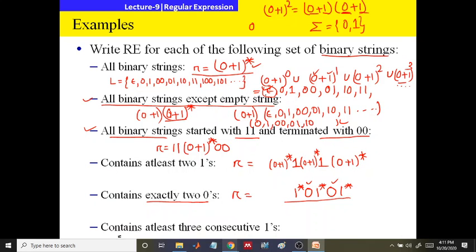Okay. Next. Contains at least three consecutive ones. Three consecutive ones means 111. At least it should be there. So before it there can be any number of zeros and ones, (0+1)*, and after it there can be any number of zeros and ones, (0+1)*. So I hope all of you have understood this.